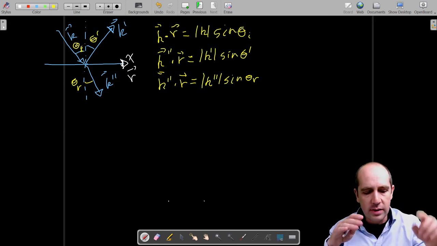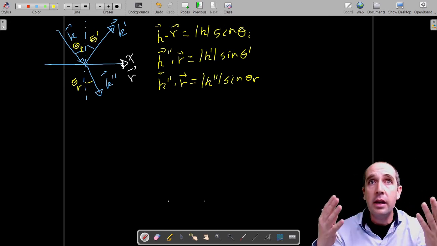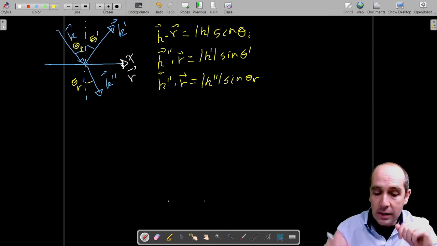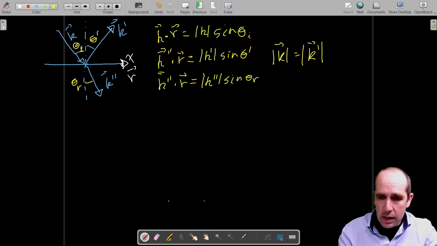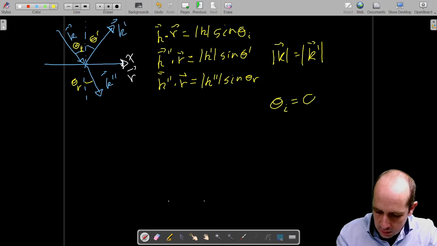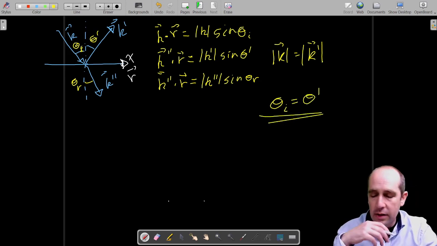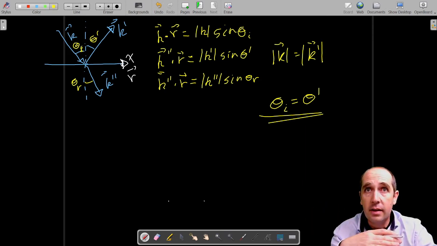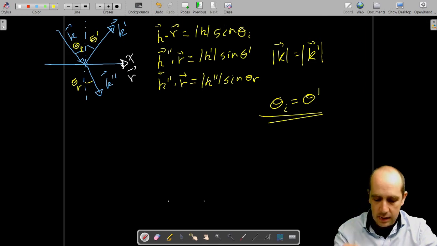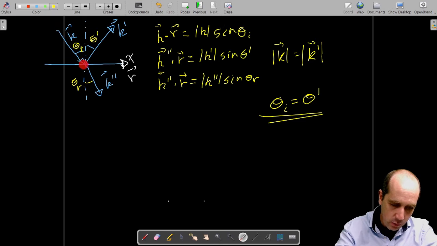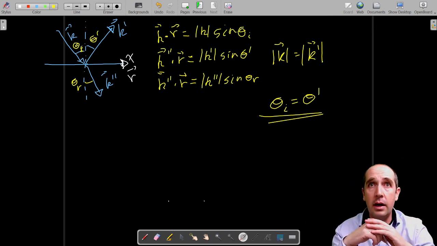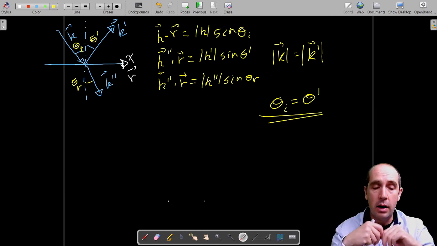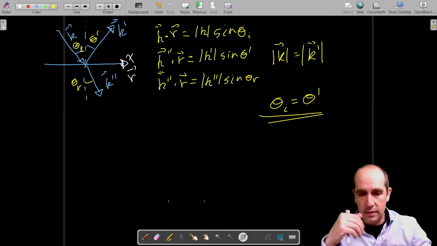That being said, something we know is that k and k prime are both in the upper part, so they are both in the first material, and therefore their magnitudes should be the same. Since the magnitude of k equals the magnitude of k prime, this also means that theta i equals theta prime. This is a very important result, because it means the reflection angle is the same as the incidence angle. These two k vectors are symmetric with respect to the normal. So if we think of rays of light, the incoming ray and the outgoing ray after reflection come at the same angles.